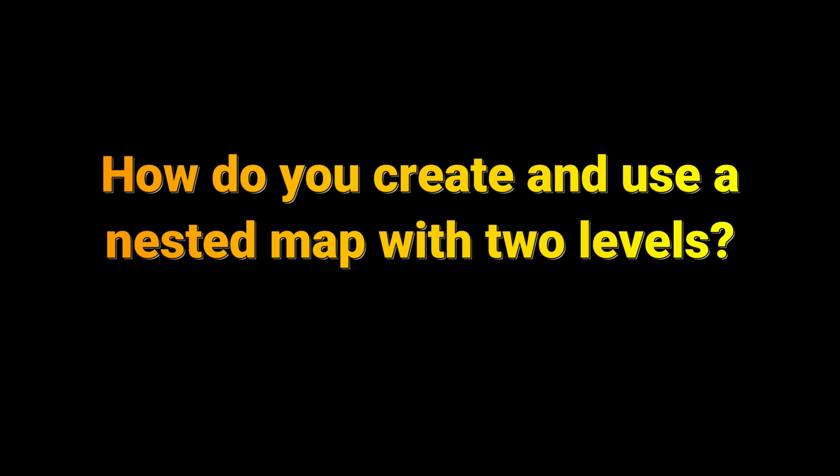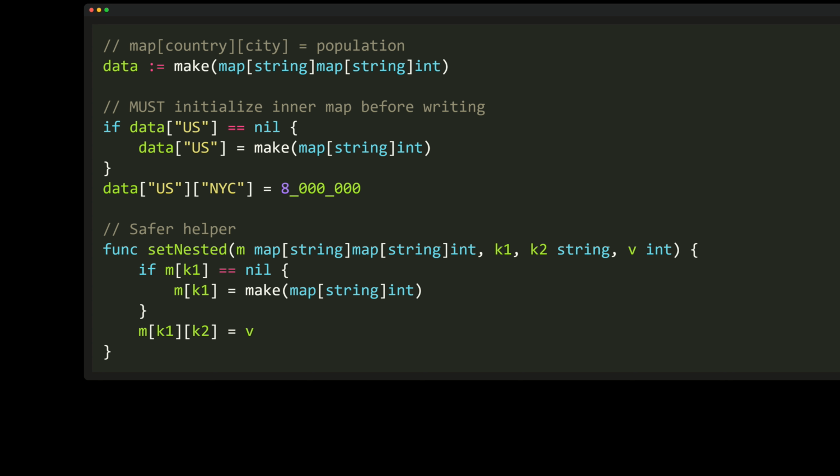Question: how do you create and use a nested map with 2 levels? A nested map is a map where each value is another map. Before you add data to the inner map, you must check if the inner map exists and initialize it if it doesn't. For example, with a map of countries to cities, you first check if the country map exists. If it doesn't, you create a new map for that country. Then you can add the city data to that inner map. It's safer to write a helper function that handles this initialization for you.